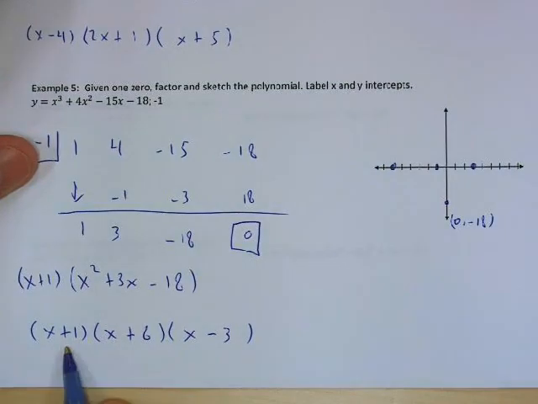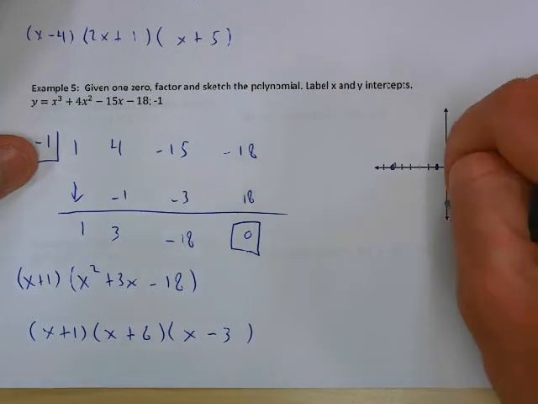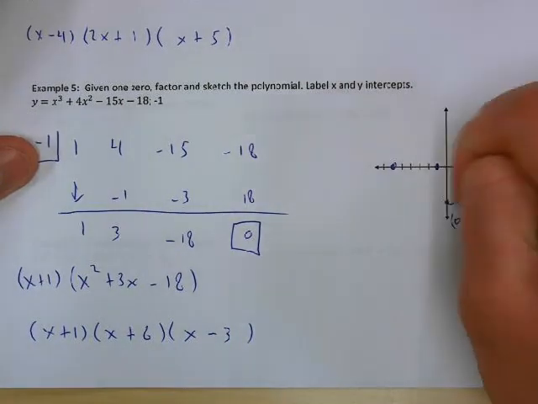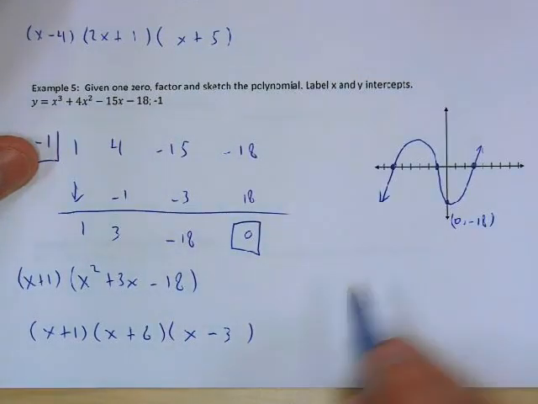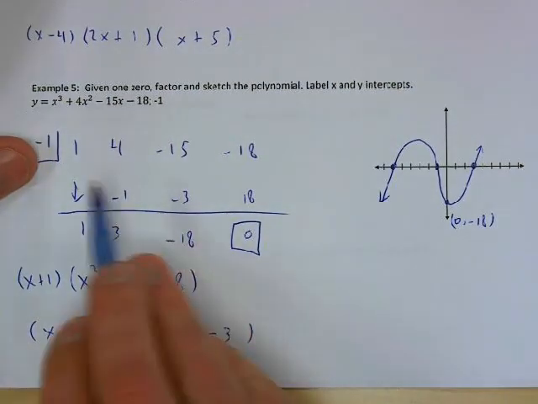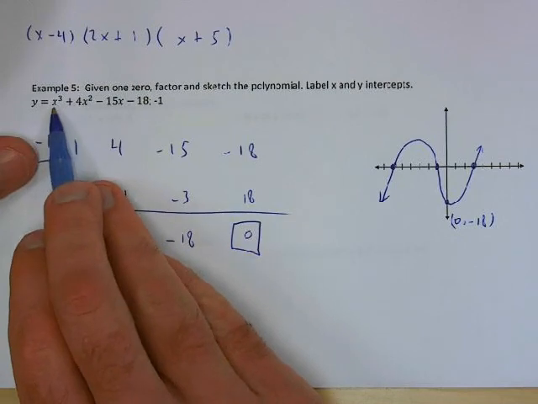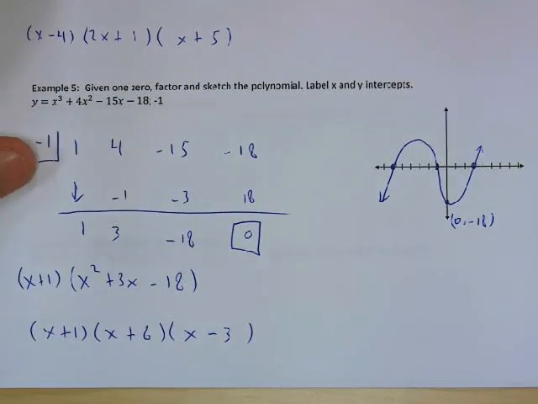And then since these all have a multiplicity of 1, they're all to the first power, I know it's going to go through at each of these points. So it's going to come up here, go through. It's going to come up here, go through, come back down, and go through. So then low to high. So let's see, does that support my equation? It's odd and positive. So yeah, low to high looks good. Okay. So this is how we factor using division.